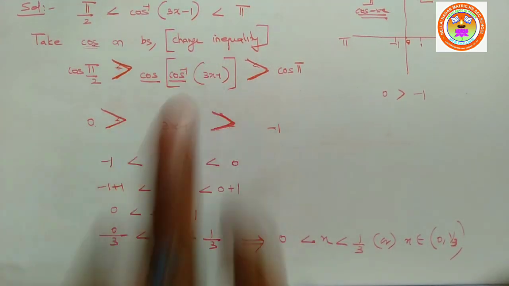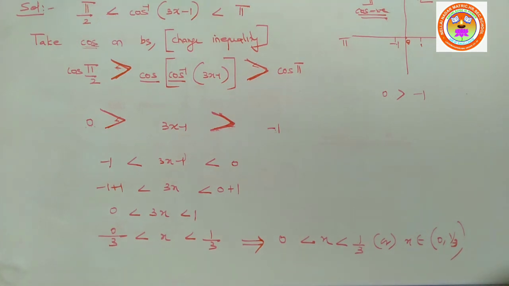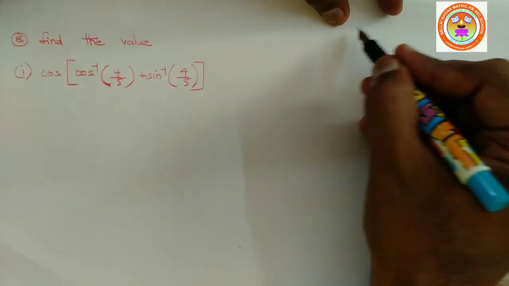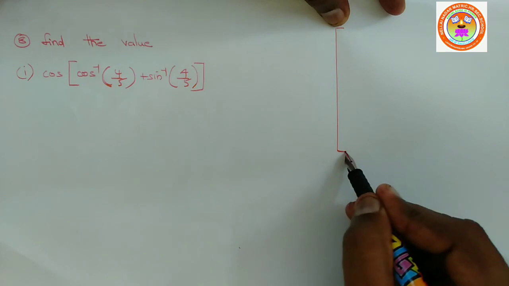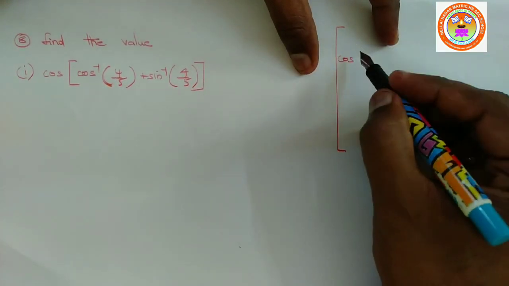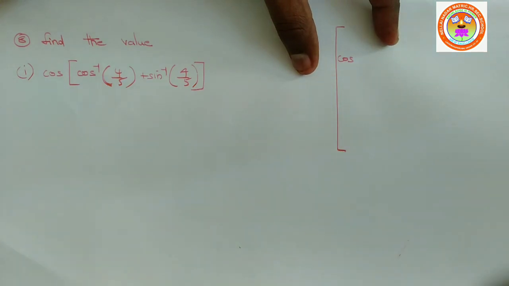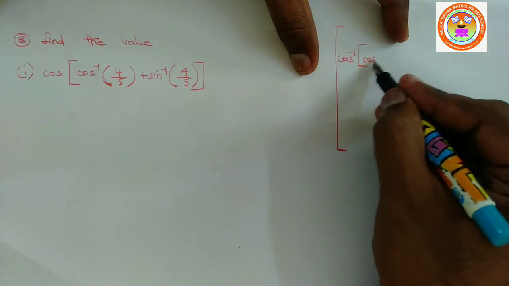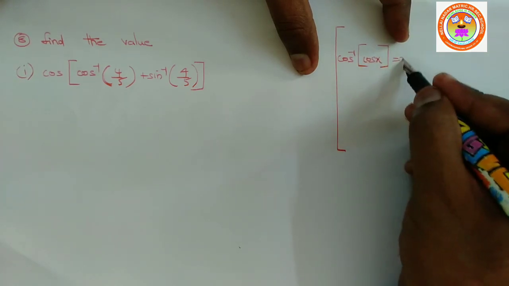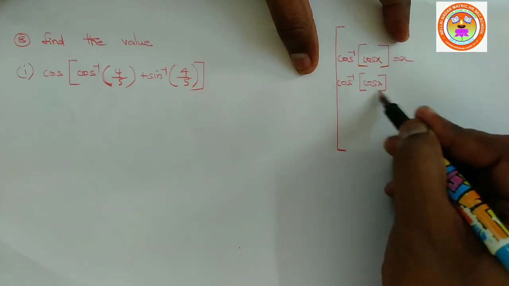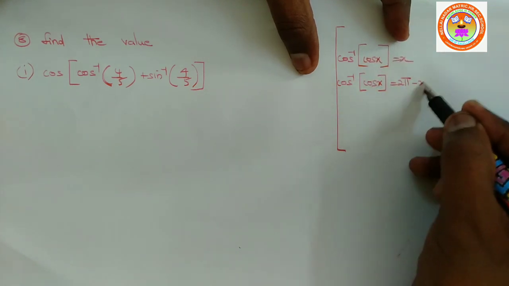Very, very important step, this one, by changing the inequality. 8th sum, exercise 4.2, the last sum in this exercise. For this I am going to use two properties. This is a well known property for you. First property is cos inverse of cos x is equal to x. Next, cos inverse of cos x is equal to 2 pi minus x.